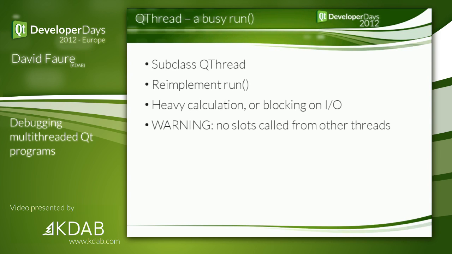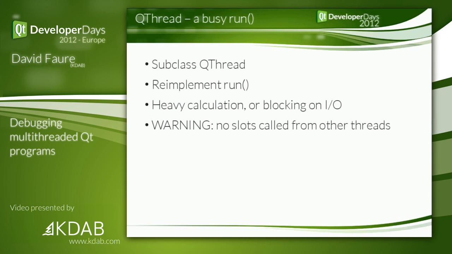So first thing, using QThread by subclassing it. And in the run method, you are doing some sort of heavy calculation, or you're blocking on a socket or a file. So basically, your thread is doing one thing and only that, and it's not listening for events at all. It never goes to an event loop.